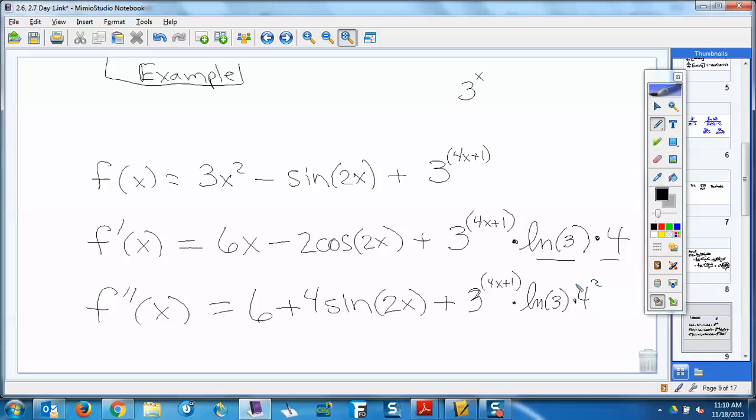So I guess you could square that and square that. You got to be careful on the square of that one. I'd probably put parentheses around it. ln 3 squared. Or you could just put another ln 3 and another 4 if you wanted to, or make it 16, whatever. But do you see why?